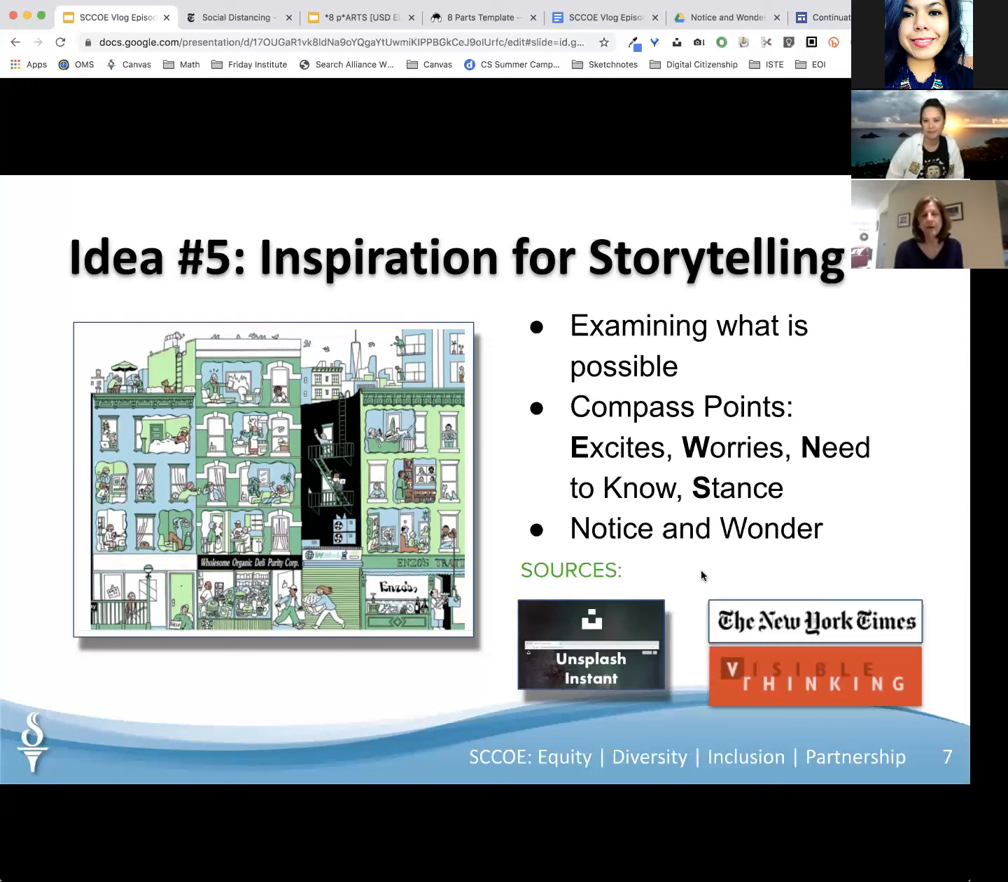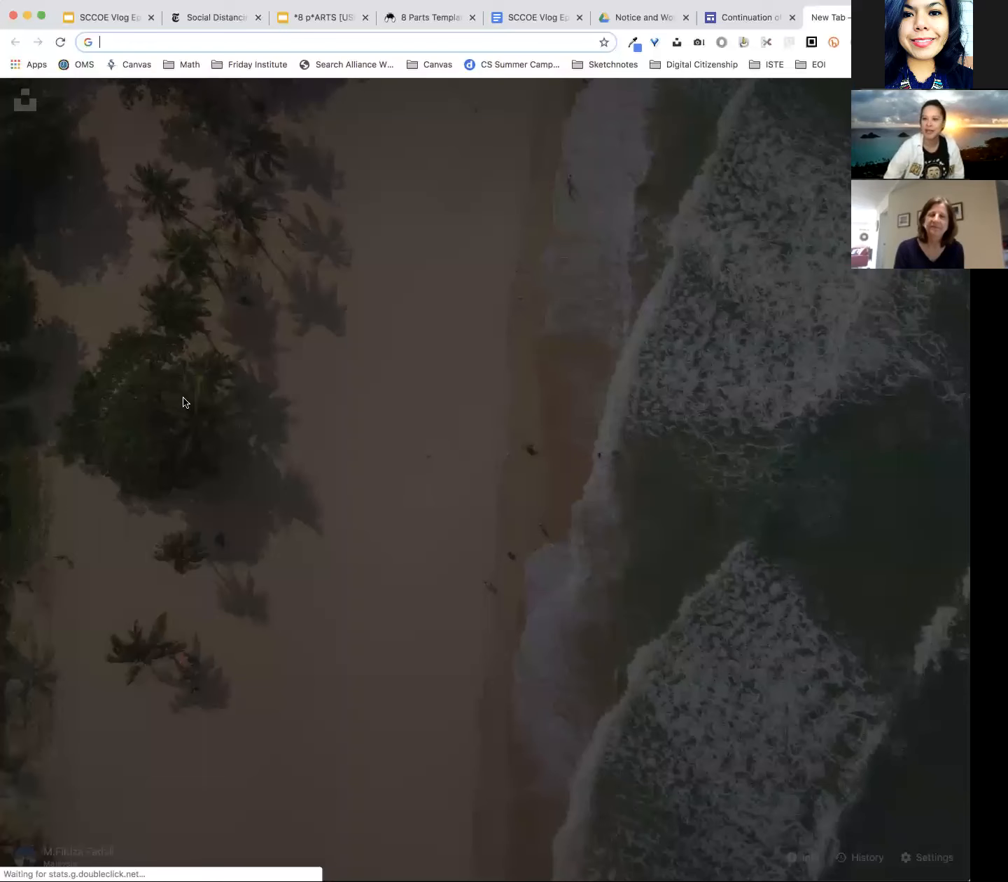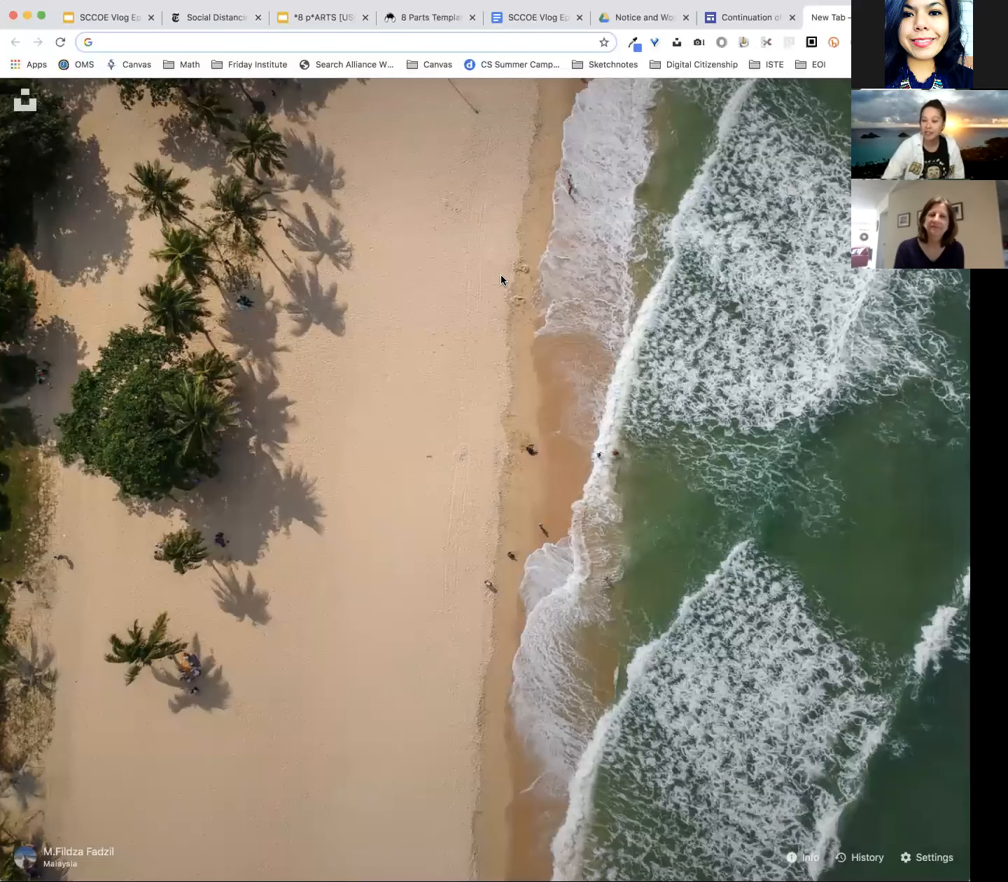And I noticed, Jenna, you added Unsplash Instant as one of the sources. This is a really cool tool. Yeah, so this is actually one of my favorite Chrome extensions. I mean, it's so simple. All it does is every time I open up a new tab, it shows me a different picture right here. And it shows me a different picture from Unsplash.